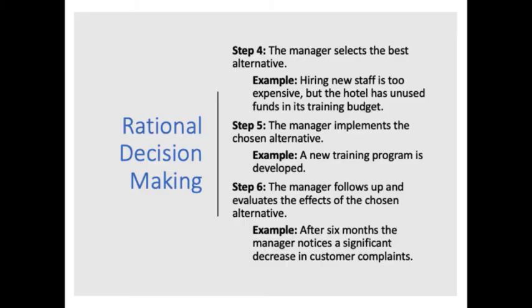And so in step 5, the manager implements that chosen alternative and institutes a new training program to train existing staff on the overall level of service quality given to guests. And in step 6, the manager follows up and evaluates the effects of the chosen alternative. In this particular example, after 6 months, the manager notices a significant decrease in customer complaints.